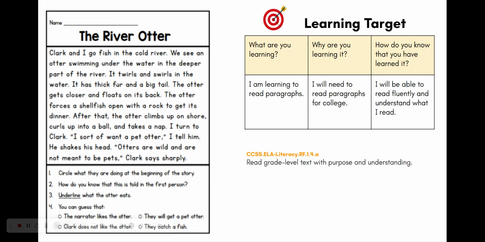Okay, my turn. Here I go. It twirls and swirls in the water. Your turn. Repeat. Great job. My turn. It has thick fur and a big tail. Repeat. Great. My turn. Here I go. The otter gets closer and floats on its back. Repeat.